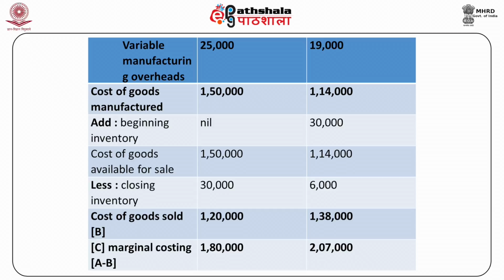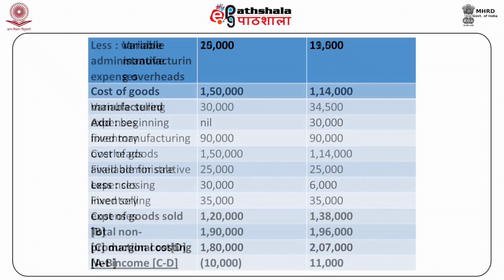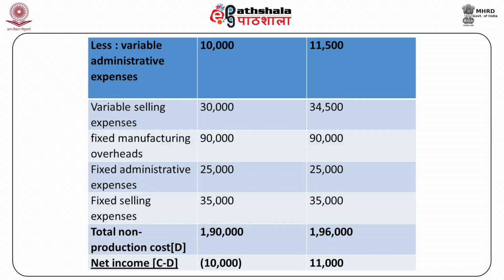The marginal contribution, which is given by C, is A minus B, which is 1,80,000. You have to subtract the variable administrative expense, which is 10,000, variable selling expense, which is 30,000, fixed manufacturing overhead, which is 90,000, fixed administrative expenses, which is 25,000, and fixed selling expenses, which is 35,000. The total non-production cost D is 1,90,000. The net income is given by C minus D, which gives us a loss of 10,000.